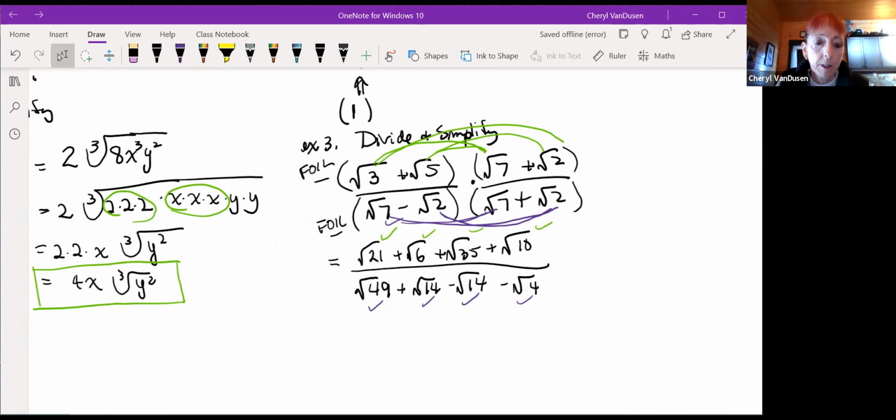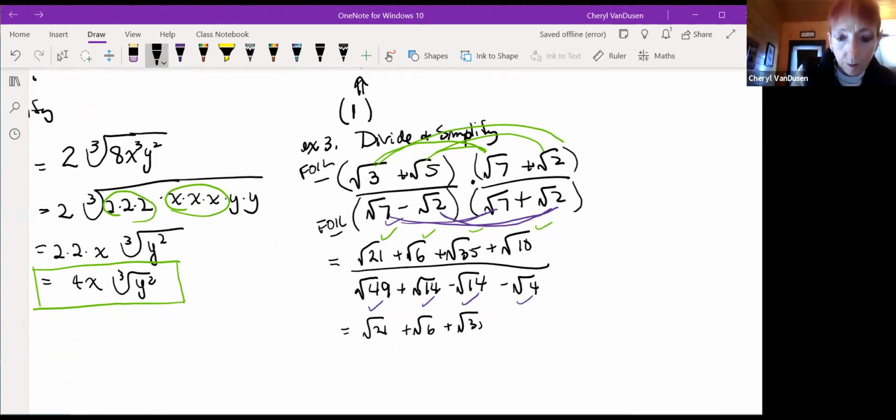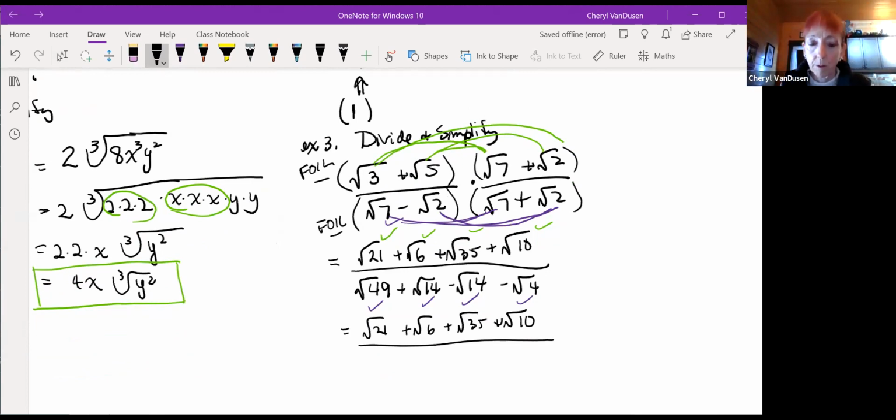So not a whole bunch to do on the top. 21 is 3 times 7. I don't think we can take anything out. If we factor all those 4 numbers, we have no pairs. So I give you kind of a wacky one. The numerator is the numerator, so we're going to have to just write it down: root 21 plus root 6 plus root 35 plus root 10. I could have done something a bit better up there, but oh well, doing it on the fly.